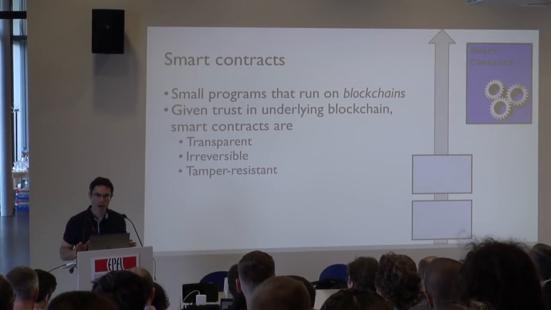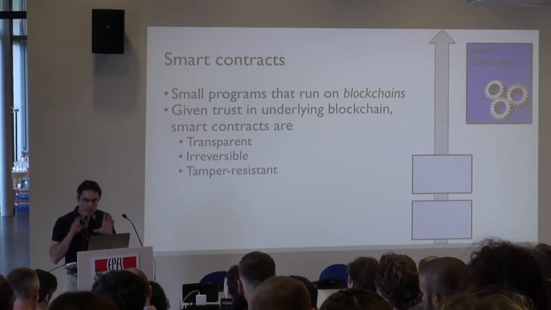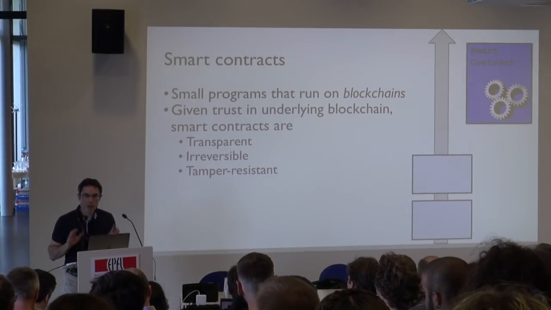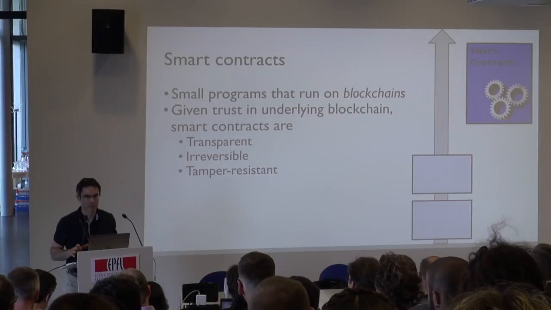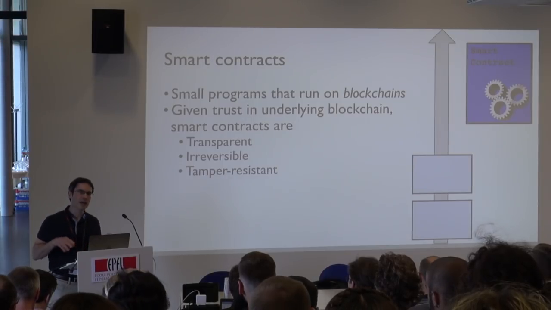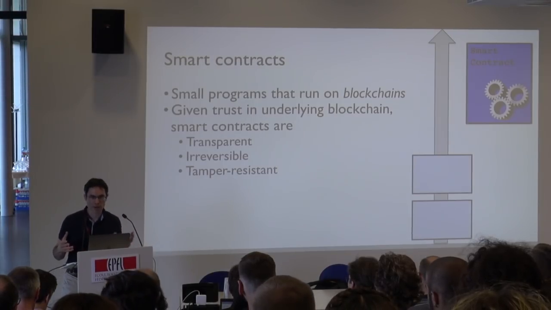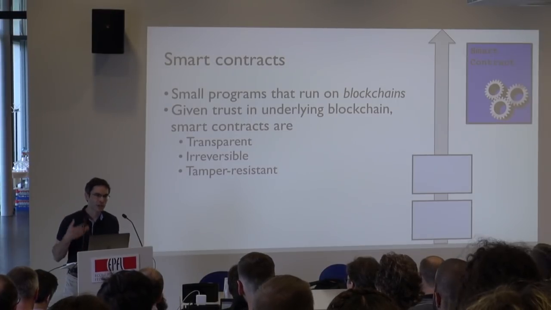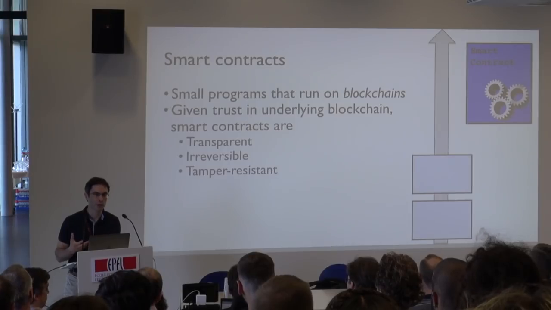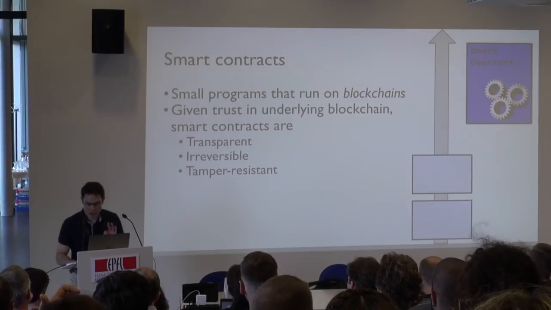The third important property, and as you'll see, this is a really essential one, is that smart contracts are tamper-resistant. By this, I mean that, again, even a moderately powerful adversary, even the creator of the smart contract, cannot change its code or control flow once the thing has been launched on a blockchain. These are the important properties to keep in mind.